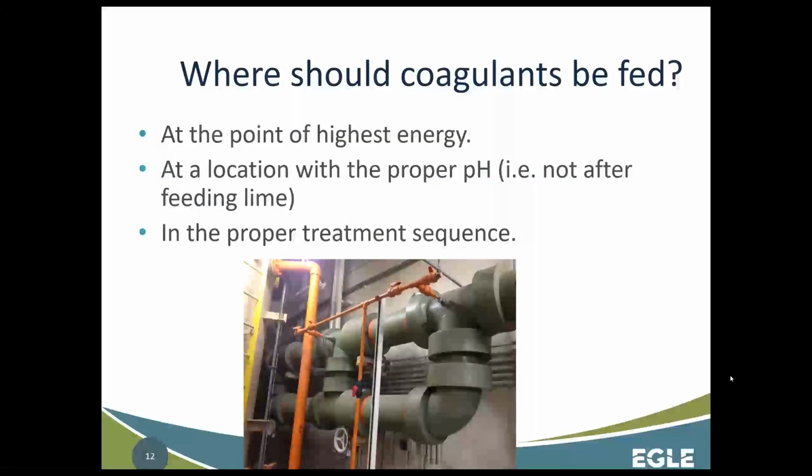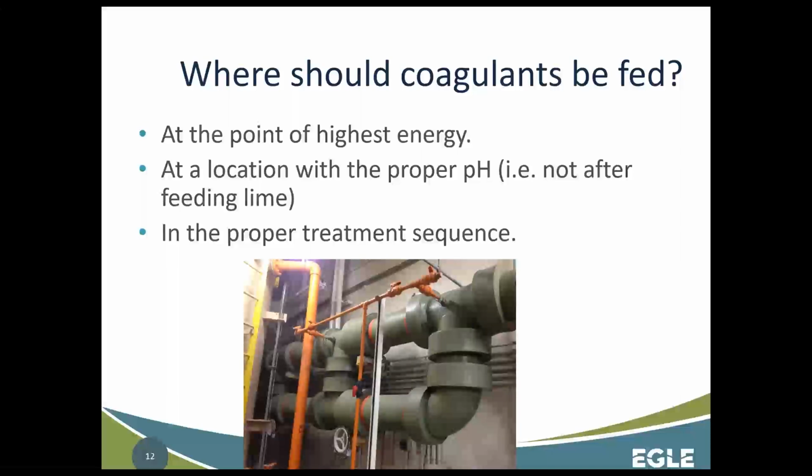So where do these coagulants need to be fed? They need to be fed at the point of highest energy, at a location with the proper pH, not after feeding lime. We don't want the pH to be 10. And in the proper treatment sequence. Obviously, it doesn't make sense to have your coagulant added after flocculation. You need to go coagulation and then flocculation.